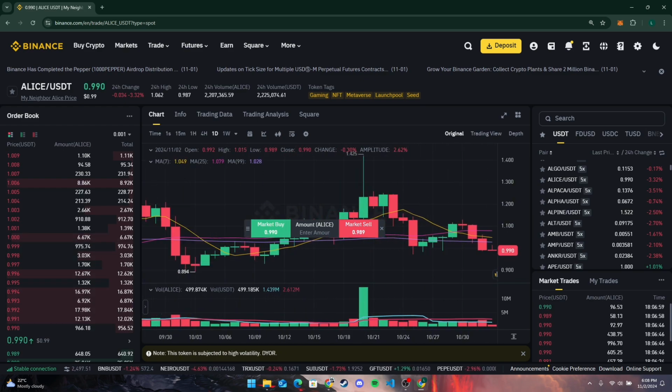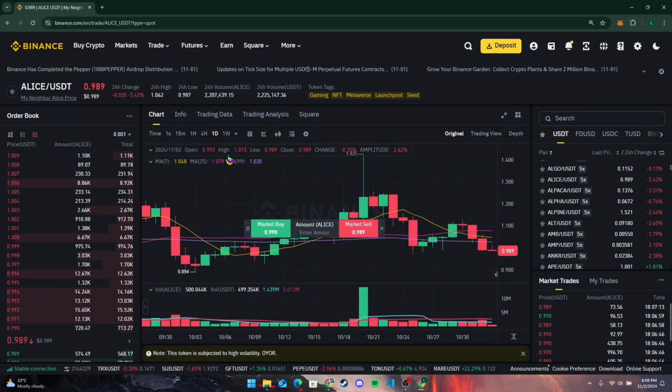Binance charts include a range of technical indicators. Here are a few commonly used ones. Moving average, which shows the average price over a certain period, for example, 7 days or 30 days. Moving averages help identify trends by smoothing out price fluctuations. Another is the relative strength index, which measures the speed and changes of price movements. A value above 70 indicates overbought conditions, while a value below 30 indicates oversold conditions.